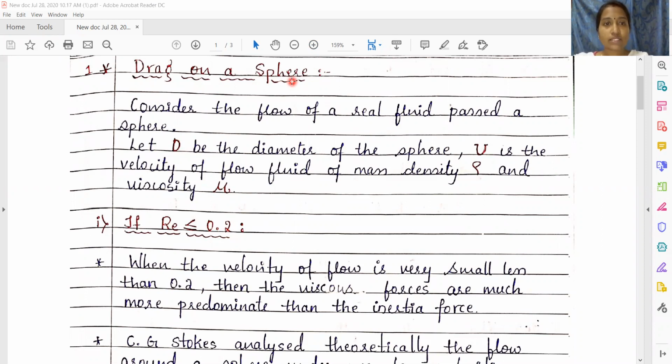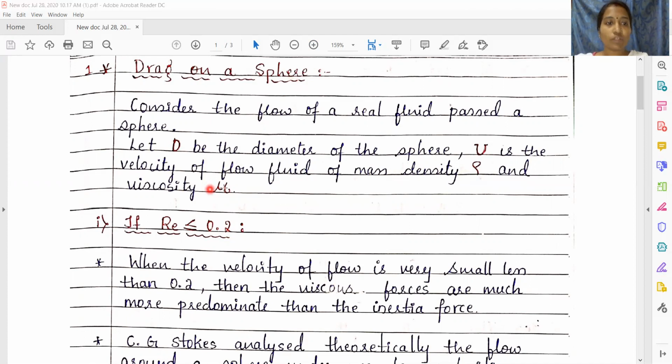So consider the flow of a real fluid past a sphere. Here, the fluid flow is passing through the sphere, where the sphere is somewhat submerged in the fluid flow. Let the diameter of the sphere be d and the velocity of the fluid flow be u. You can also consider it as v, and the mass density of the fluid is rho and viscosity is mu.